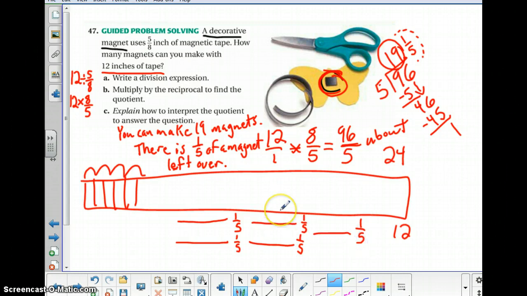How many tapes, 12 inches long, would you have to use to make another magnet? 5.